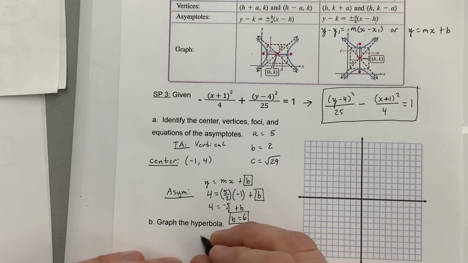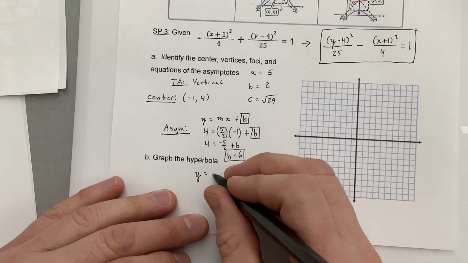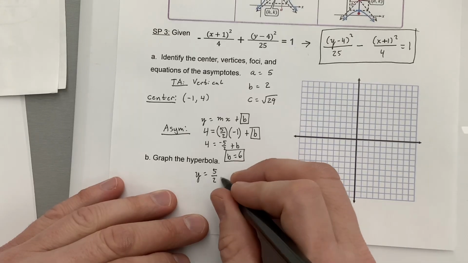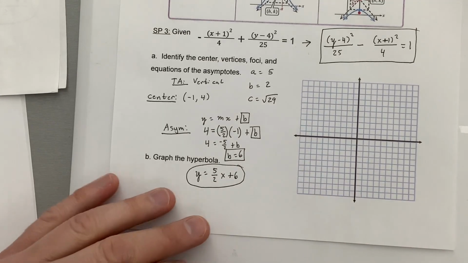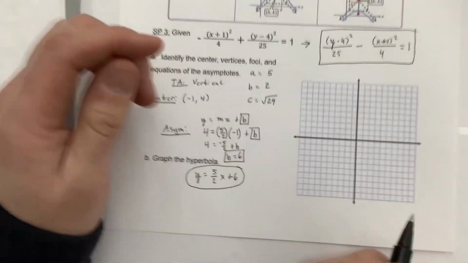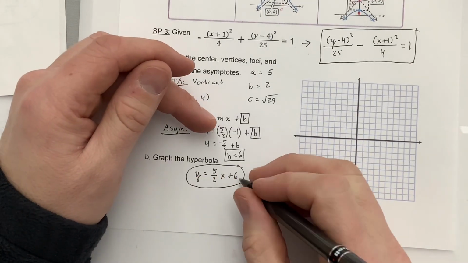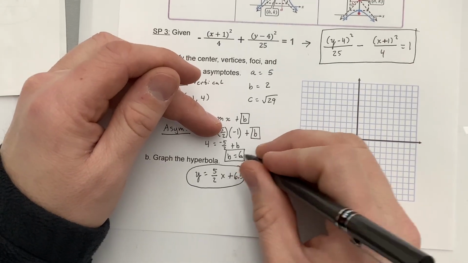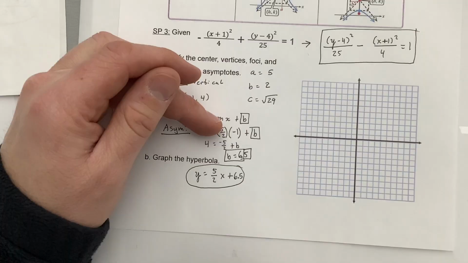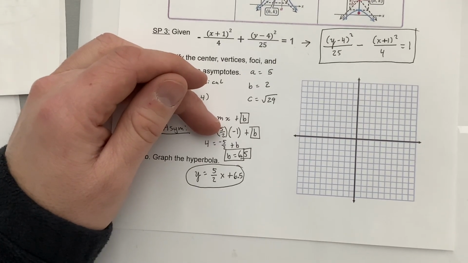So as we rewrite that, bear with me. 5 halves, we're going to keep that, plus 6. There's our first asymptote. Actually, it came out to be 6.5, didn't it? My bad, 6.5. Really making a mess of things today. Everybody good with that?